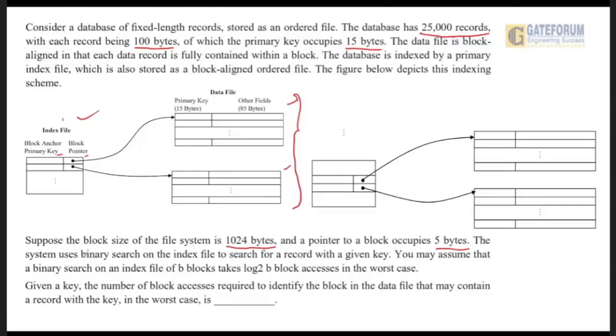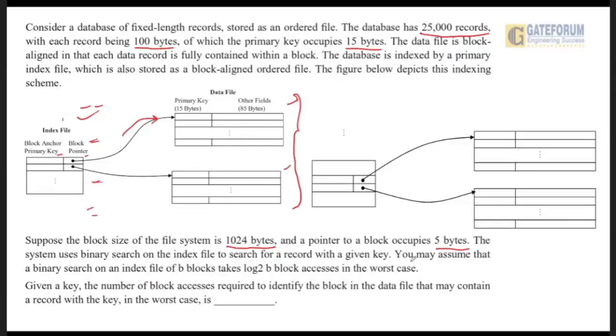Now it is saying that the system uses binary search on the index file to search for a record with a given key. It means there will be many index blocks, and on all these index blocks the binary search will be performed, and when a particular key is found, then directly on that key we will go to the data block. So there will be a lot of index blocks, and on all those index blocks the binary search will be performed.